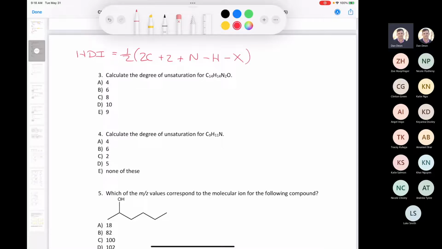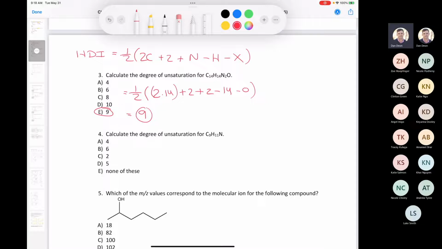When we do that, we plug our numbers into the formula. So we get 1/2 multiplied by 2 times the number of carbons, which is 14. So that's 28 plus 2, plus the number of nitrogens. There's 2 nitrogens. Subtract the number of hydrogens. There are 14 hydrogens. And then subtract the number of halogens. There are no halogens. So we have 28 plus 4, which gives us 32. 32 minus 14 gives us 18. 18 multiplied by a half gives us an HDI of 9. And so the answer is 9.